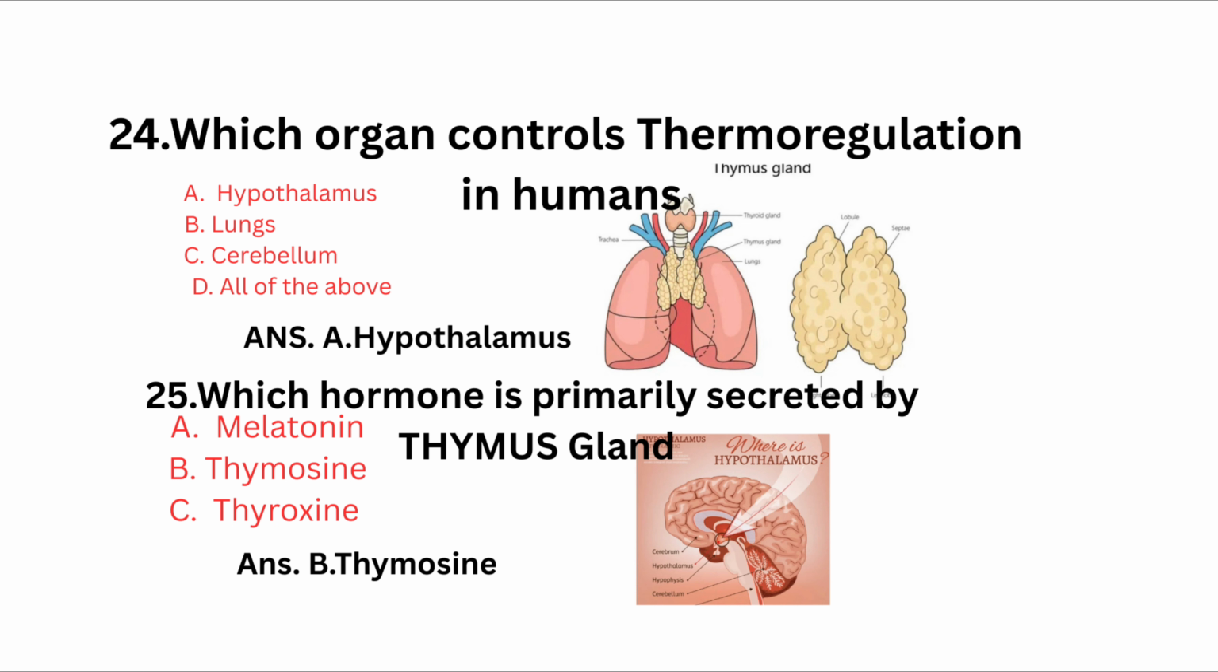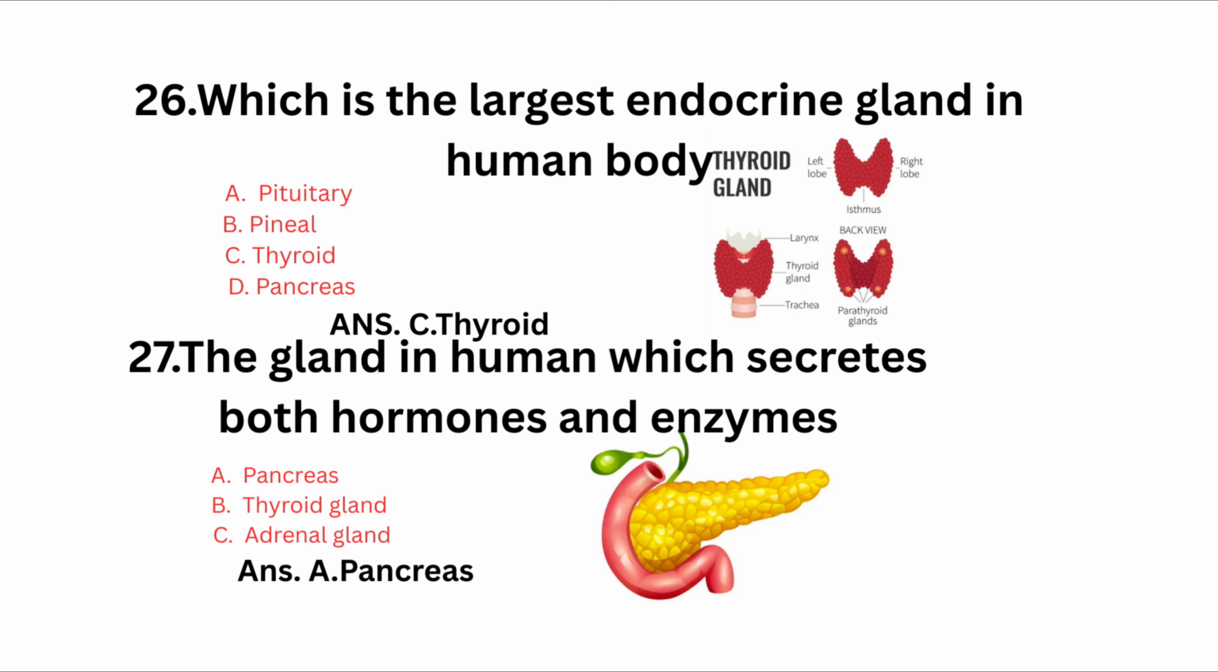Yeah, I probably pronounced it wrong. Number B would be thymosin and C is thyroxine. 26. What is the largest endocrine gland in the human body? A. Pituitary. B. Pineal. C. Thyroid. D. Pancreas. Answer is C. Thyroid, largest endocrine gland.